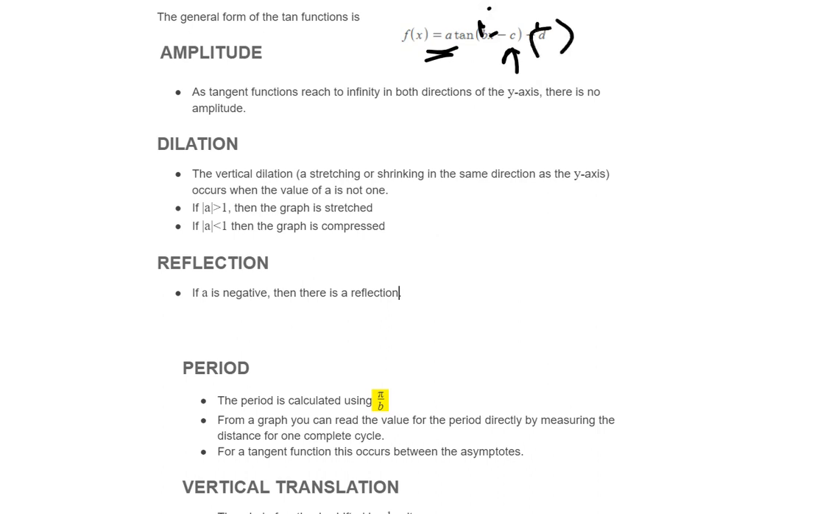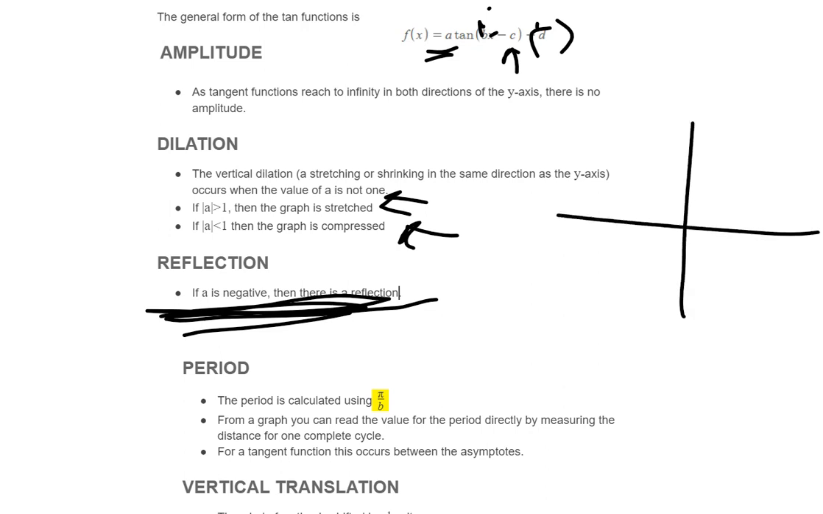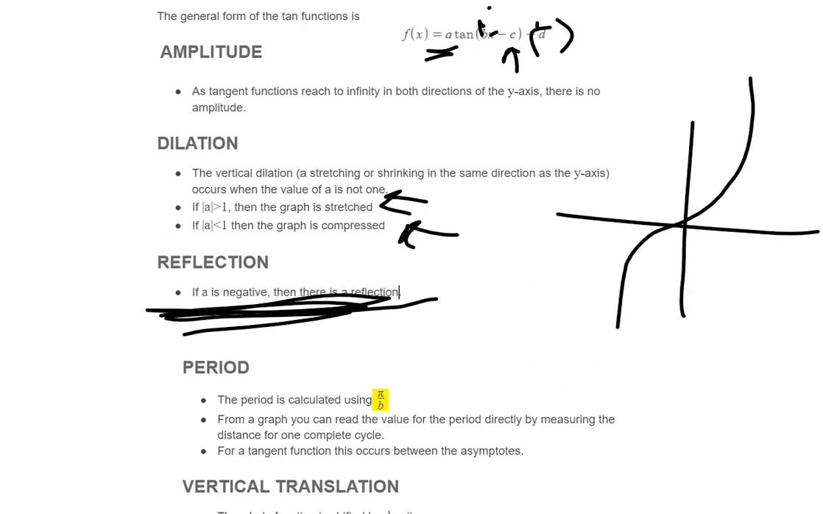You can see our a value used to tell us what the amplitude is. At this point, it's not going to tell us our amplitude. It's just going to tell us whether it's stretched, whether it's compressed, or how quickly it's going to be approaching infinity. If it is negative, it's going to tell us that there's a reflection in the graph. So instead of our tangent function looking like this, if it's negative, it's going to flip it and reflect it across the x-axis.